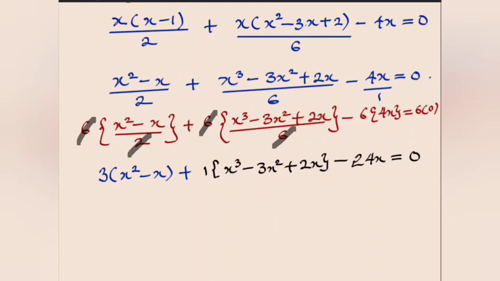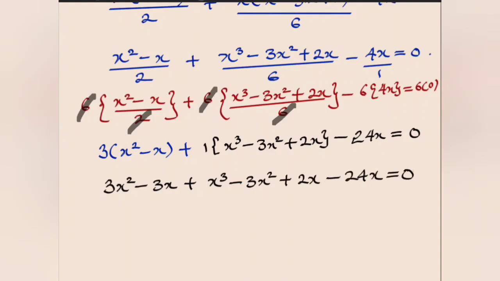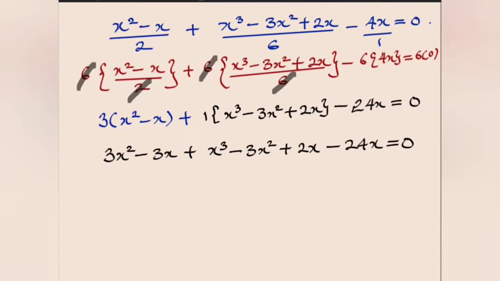This is taking a form of quadratic equation. So let's simplify this and let's see what we have. Let's use 3 to multiply this. We have 3x squared minus 3x, then plus x cubed minus 3x squared plus 2x minus 24x, all equal to 0. Looking at this now, we see that there are some terms that we cancel out, plus 3x squared, then minus 3x squared, that we strike out.